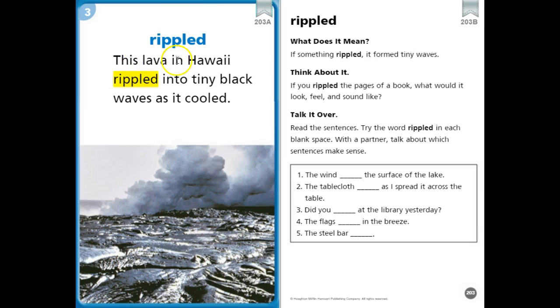Rippled. This lava in Hawaii rippled into tiny black waves as it cooled. If something rippled, it formed tiny waves. If you rippled the pages of a book, what would it look, feel, and sound like? Read the sentences and try the word rippled in each blank space. Talk about, with your learning adult, which sentences make sense.